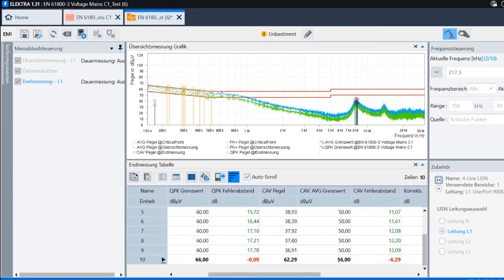And we are not able to pass with this filter, but we need to think about that this is the most severe level of limits, a C1, for this kind of applications.